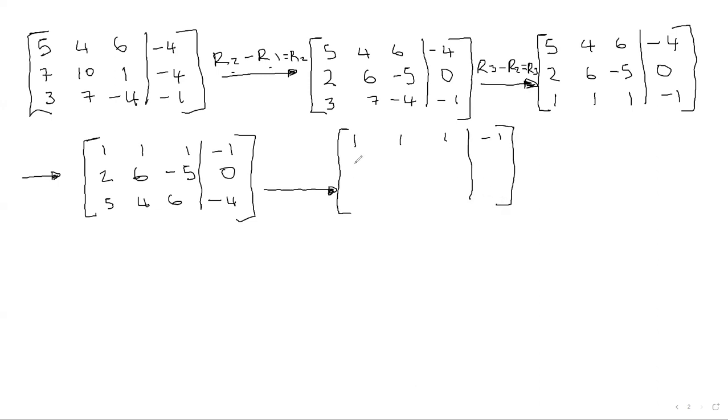Then we're going to start eliminating to get the zeros. So it's going to be minus, because we have a 2 here. So it's going to be minus 2 R1 plus R2. Then we're going to get R2. Then it's going to be minus 5, the other one, R1 plus R3. It's going to be R3.